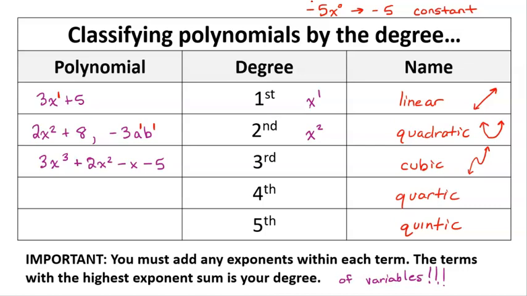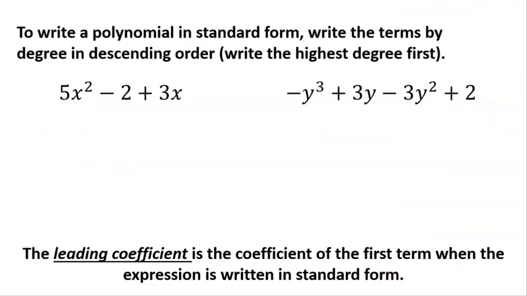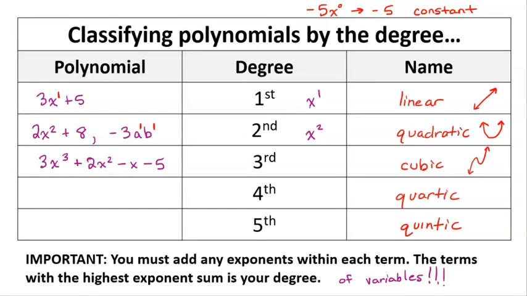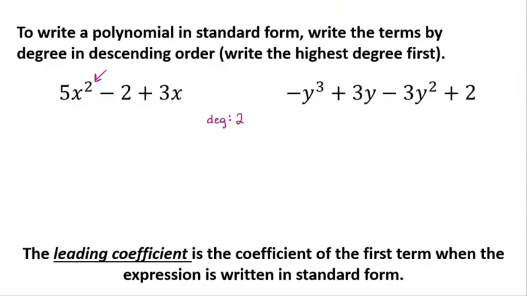Okay? Alrighty. So now let's talk briefly about how to write polynomials in standard form. And this is something that we've already kind of been doing, but now we're just going to touch on it and focus on it for a little bit. So for this one, we see that the highest degree is a 2. So I'm just going to write this out to the side. My degree is going to be a 2. And if we go back here, that means that this is going to be a quadratic. And so we would call this quadratic.